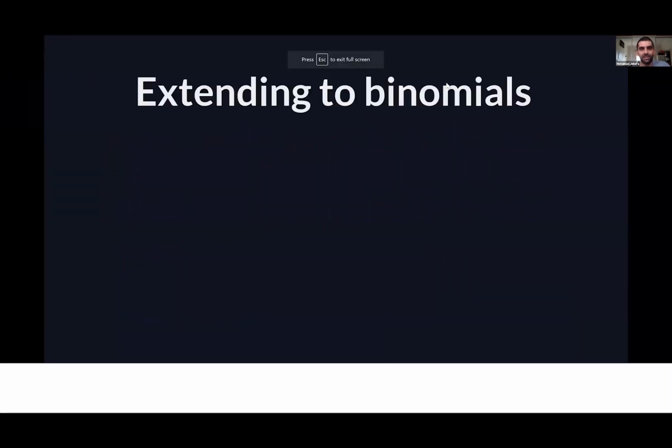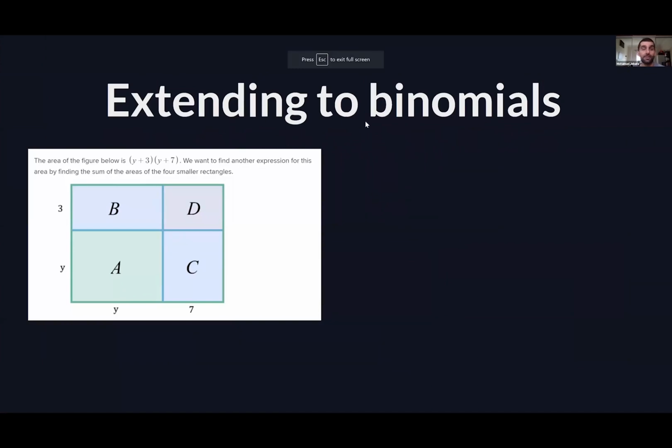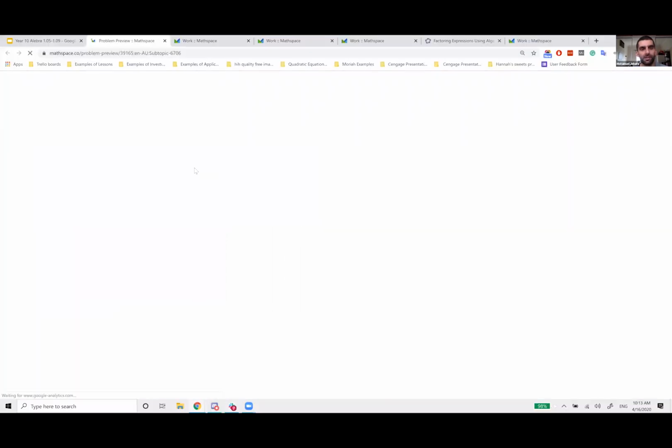And let's extend this idea now to binomials. So when we say binomials, what do we mean by binomials? Basically it just means an algebraic expression with 2 terms. So y plus 3 is called a binomial. y plus 7 is called a binomial. Multiplying the 2 binomials together, let's have a look at this question. We want to extend this expansion idea to where you have 2 terms in each one.